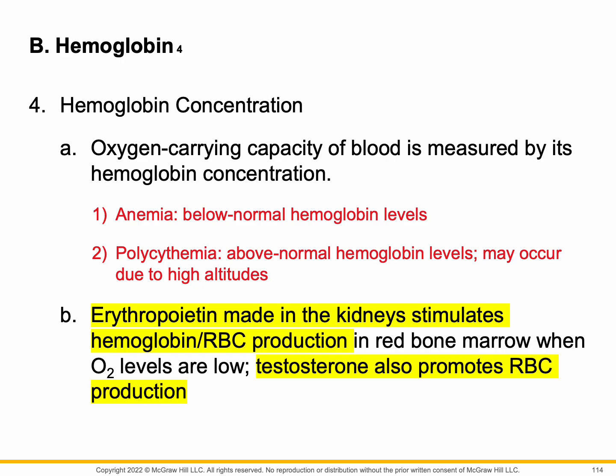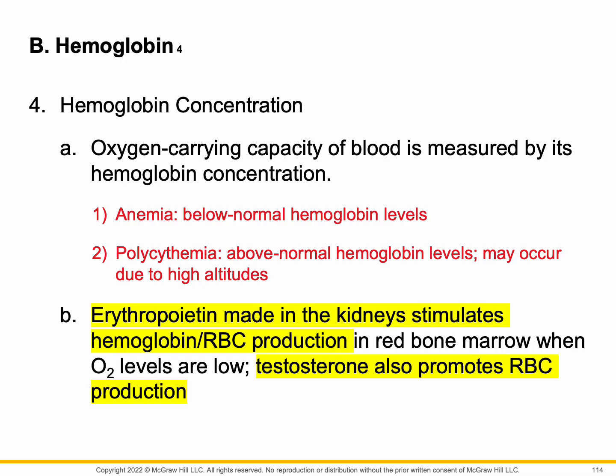So when the hemoglobin levels are higher than normal, this is called polycythemia, and it may occur due to high altitudes. Because in high altitudes, due to the low levels of oxygen in the atmosphere, the body is stimulated to make more red blood cells and therefore more hemoglobins in order to compensate for the low oxygen levels, to try and bring as much oxygen to the tissues as possible.